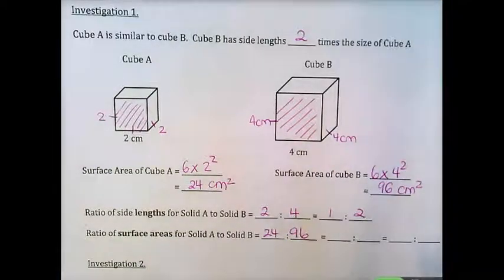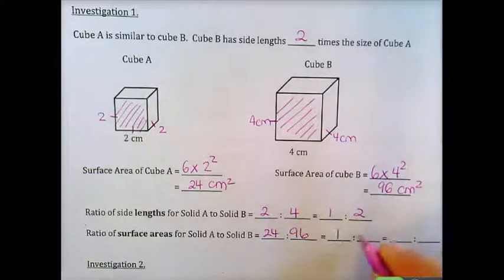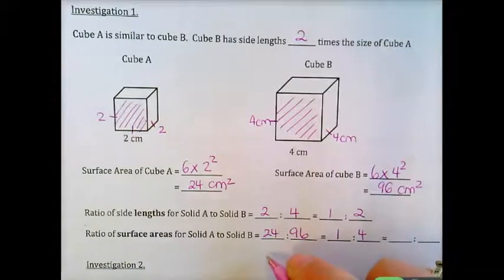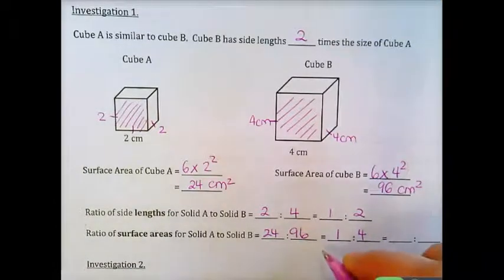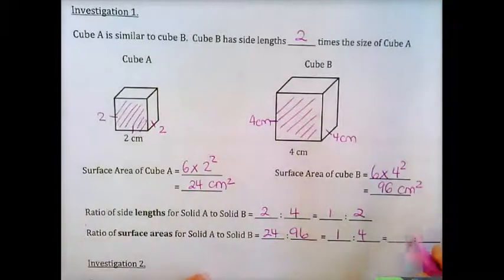What can you divide both those numbers by? 6. What's 24 and 24? 1 to 4. Yeah, on your calculator, you just go 24 ABC 96 equals, and you'll get 1 to 4. 24 and 24 is 48, and 48 and 48 is 96. 25 times 4 is 100, so 24 times 4 will be 96. Okay, how can I write 1 to 4? 1 squared to 2 squared.